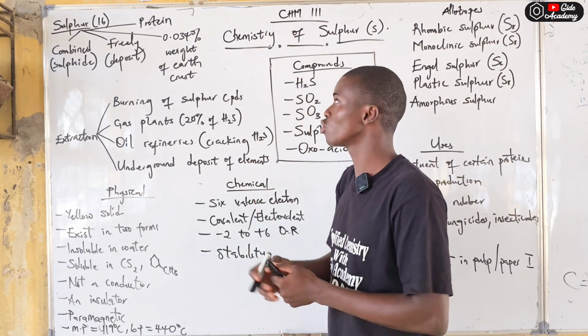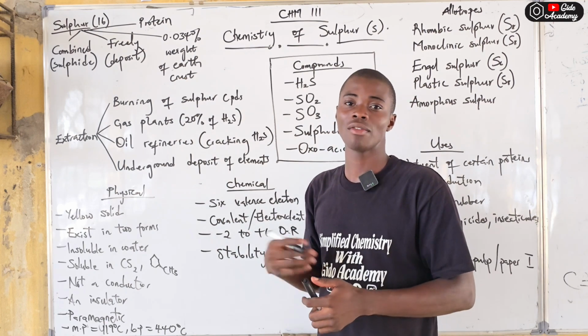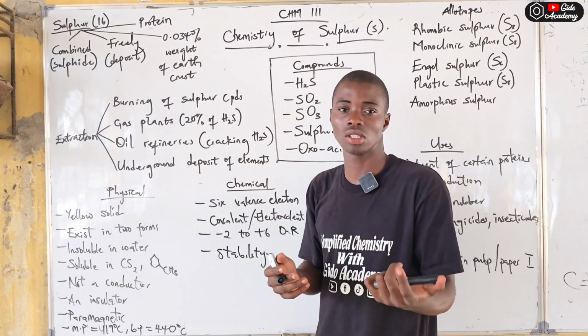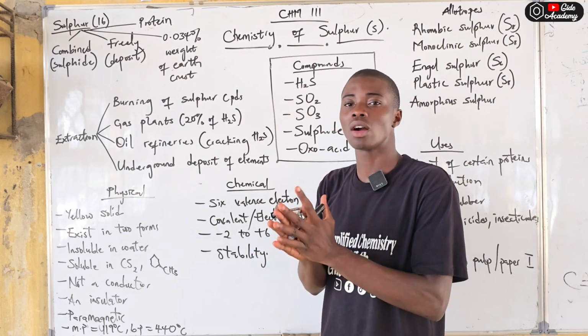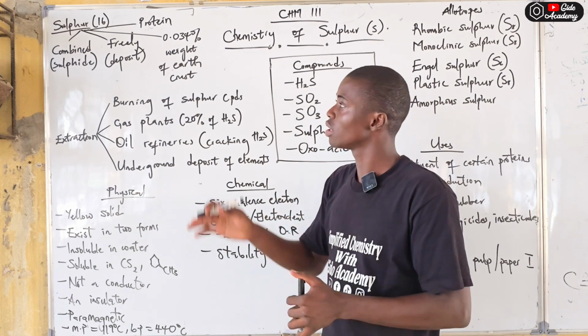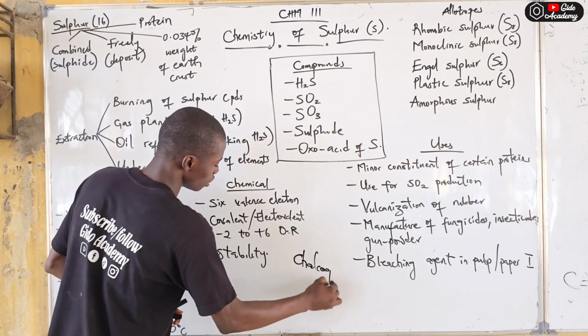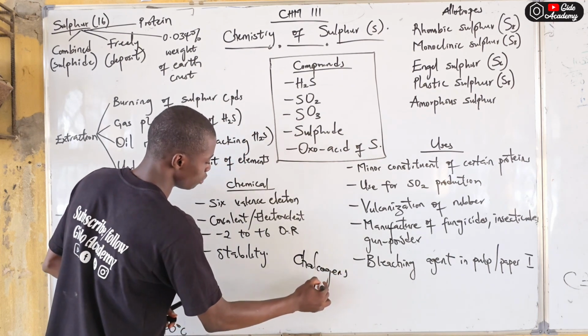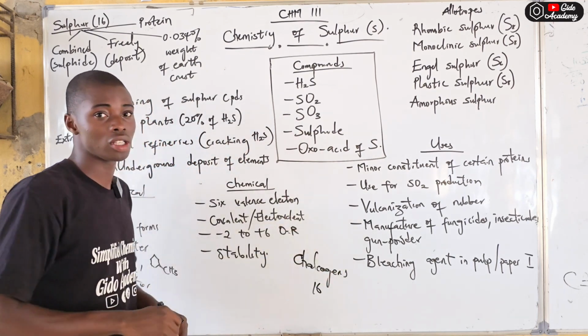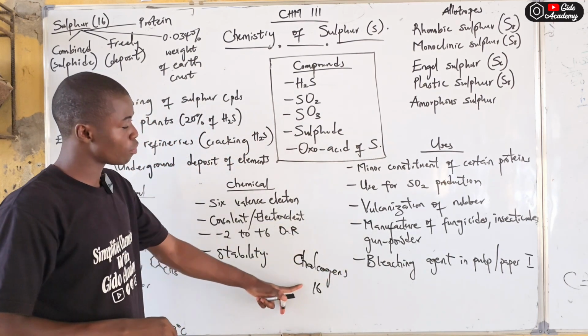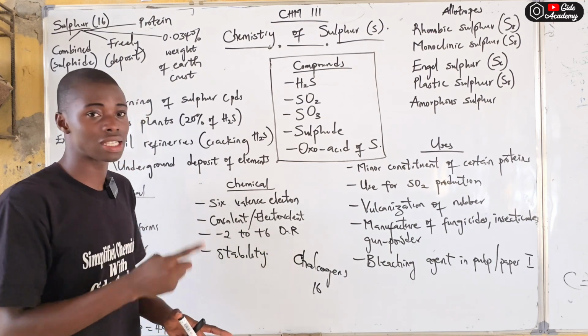We believe that sulfur belongs to group 16 in the periodic table. We have other elements that belong to that same group as well, which is oxygen. And that group is called chalcogens. Chalcogens, C-H-A-L-C-O, chalcogens, and they belong to group 16 in the periodic table. Please take note, the atomic number of sulfur is 16.